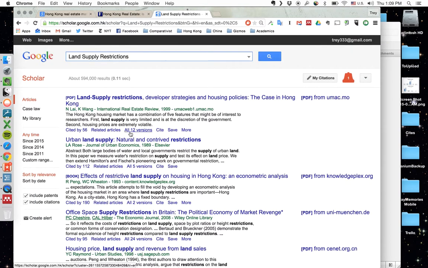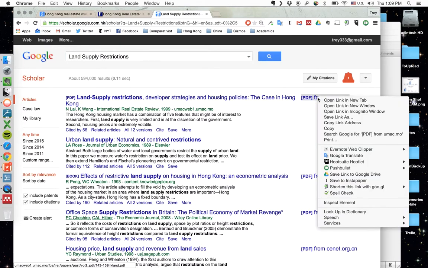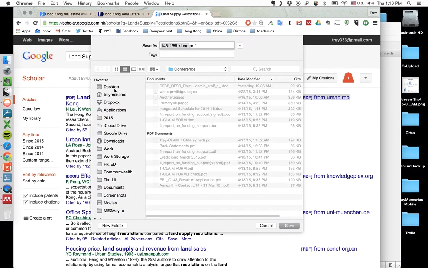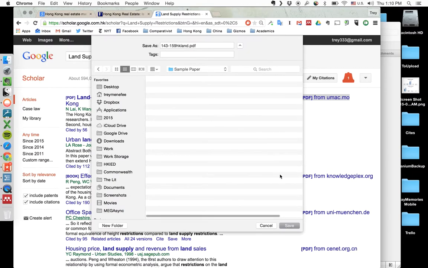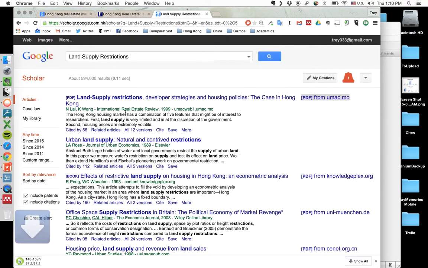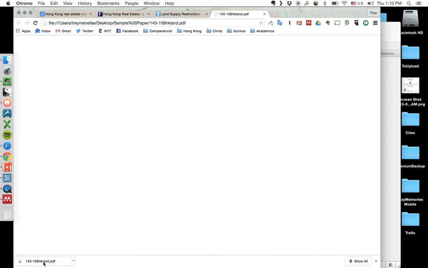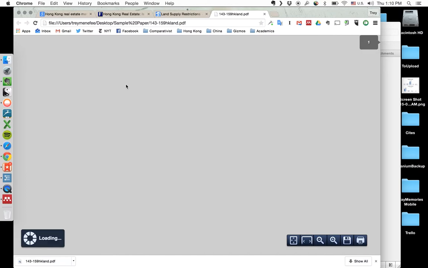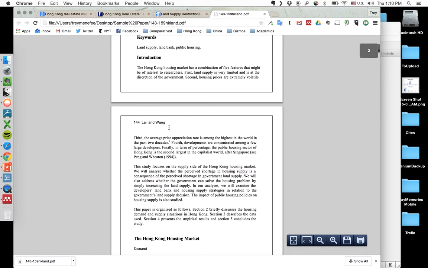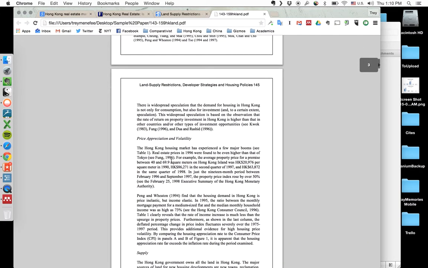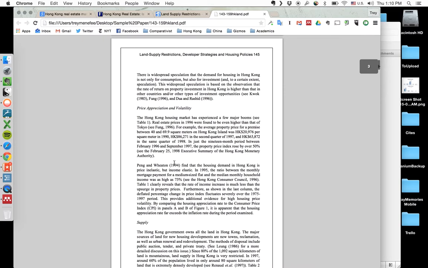Okay, so watch this. I'm going to put that there. Okay. Now let's open this. What I read in there that I thought was really interesting was this one: Peng and Wheaton find the housing demand in Hong Kong is price inelastic but income elastic.